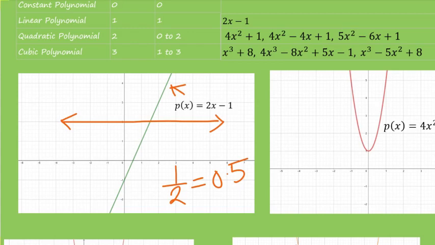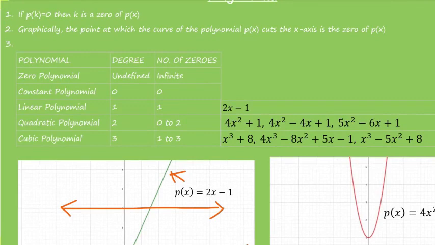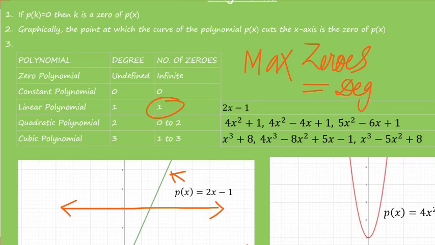So what is the maximum number of zeros that a linear polynomial can have? The maximum number of zeros that a linear polynomial can have is 1. The maximum number of zeros is always equal to the degree of the polynomial. Remember that. The degree of the polynomial is 1, hence the maximum number of zeros will be 1. What is the minimum number of zeros for a linear polynomial? That is also 1. The linear polynomial always intersects the x-axis.